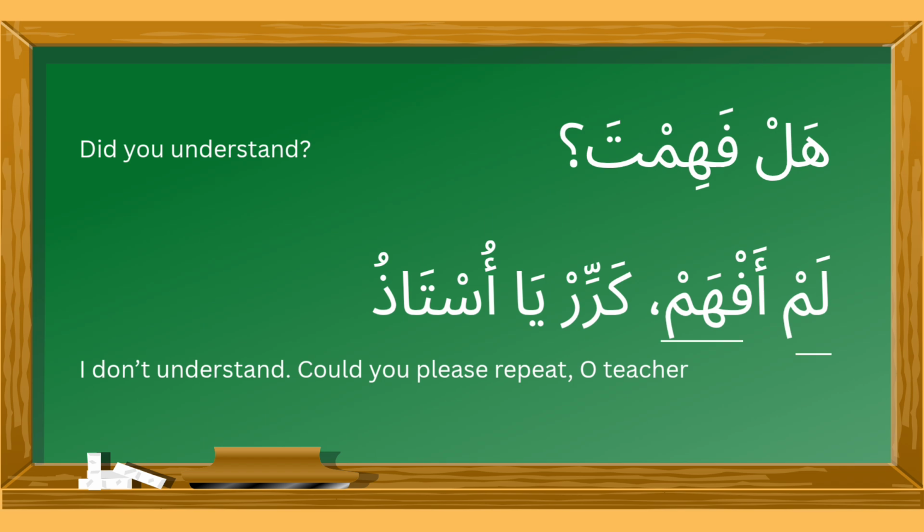Here we see the word lam. It's a key particle for negation. Notice that the verb afham has a sukun at the end. That is because lam makes the verb that follows it majzum, which is a grammatical state often marked by a sukun on the final letter. This is what turns "I understand" into "I don't understand."